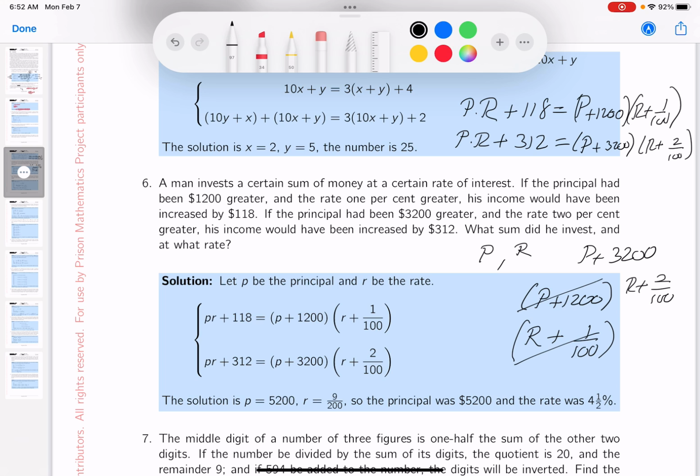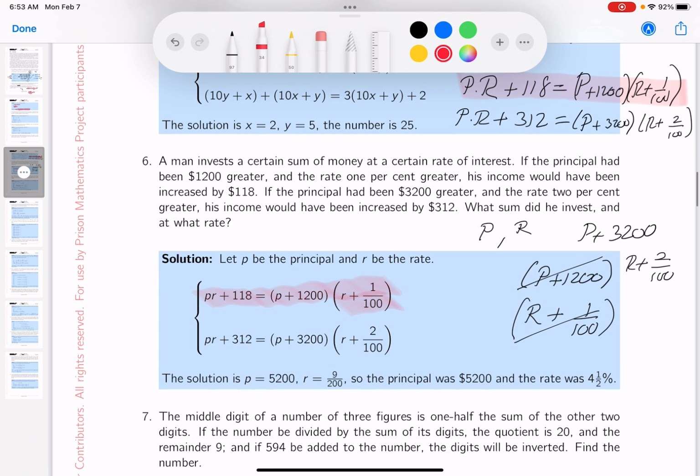What I recommend you do, particularly if you're struggling with these things, is try to read and understand what you've read, and make sure you can agree with the system that we're writing down. And this is the system. PR is the income he's receiving. It's increased by 118 if the principal is increased by $1,200 and the rate was increased by 1%. This equation here says income would be increased by $312 if he increased his principal by $3,200 and the rate by 2%.